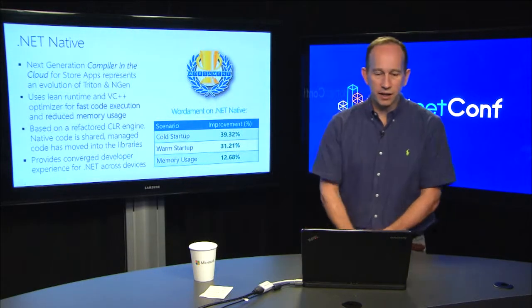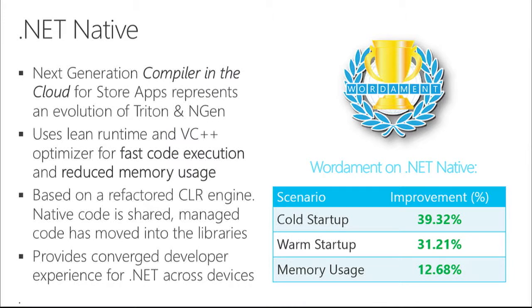All right, back to .NET Native. So .NET Native is our compiler in the cloud for Store apps. As I've said, it represents an evolution of Triton and NGen. It uses a very lean runtime. The runtime actually gets distributed with the application, and the VC++ optimizer so that you get fast code execution with less memory usage. It provides a converged developer experience across devices. Currently, we're just targeting Windows Store, but we plan on bringing this out across many scenarios.